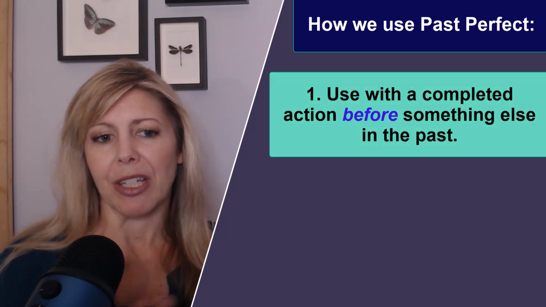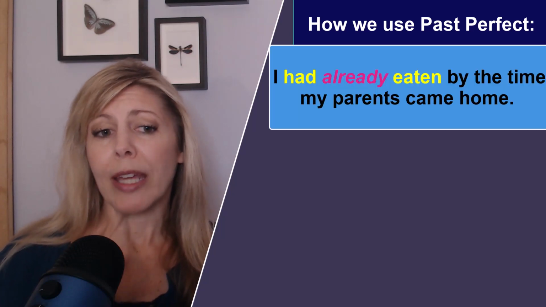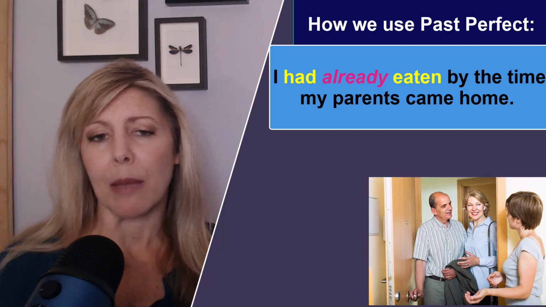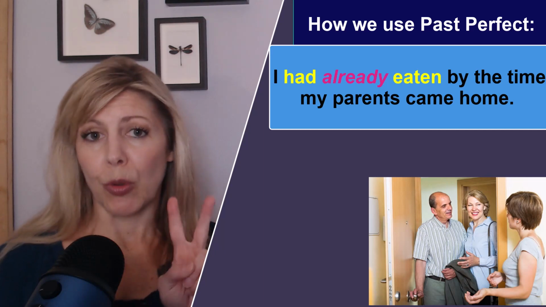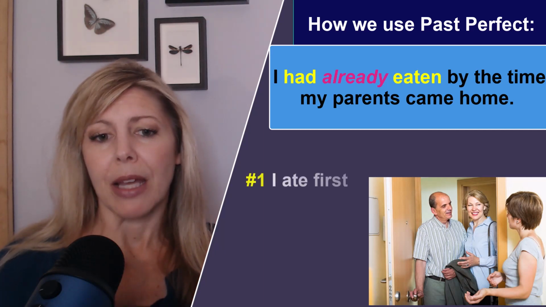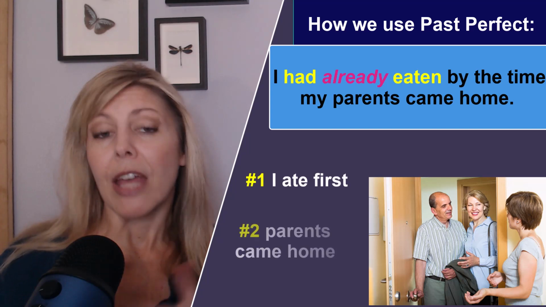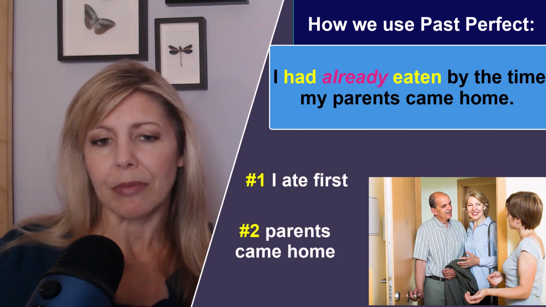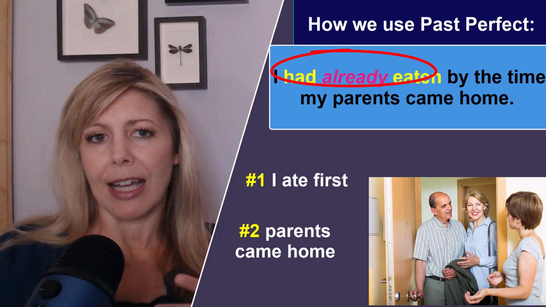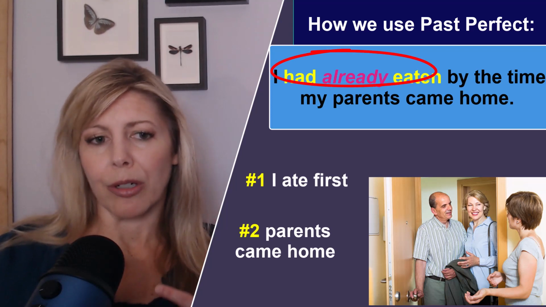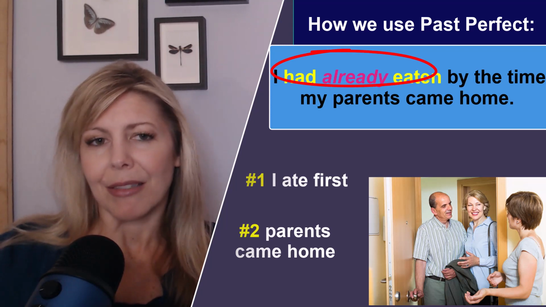Okay, so look at number 1. I had already eaten by the time my parents came home. So two events in the past. I ate first, and then my parents came home. So I have to say I had eaten or I had already eaten.